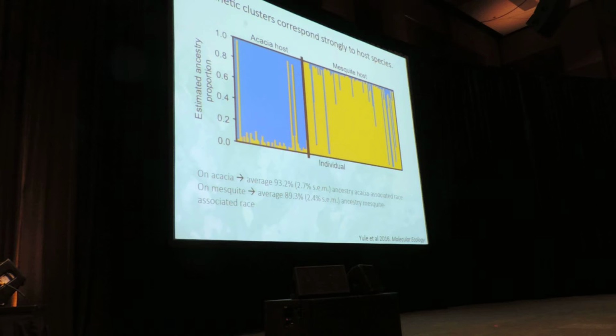However, we see in the field, over the spatial extent of just a few meters, if we look at the population genetic structure of mistletoes on acacias and mesquites, strong evidence of genetic clusters associated with host species. Here I'm showing a structure plot where each vertical bar along the x-axis represents an individual whose ancestry, as measured through a number of microsatellite markers, is partitioned among these two genetic clusters.